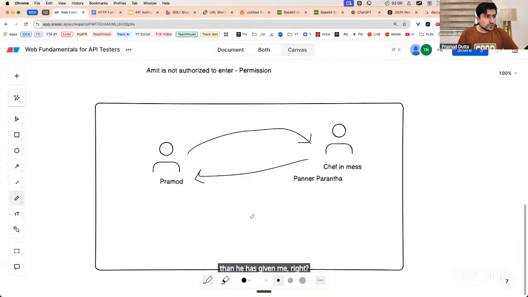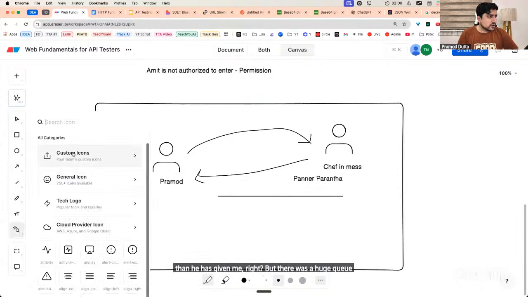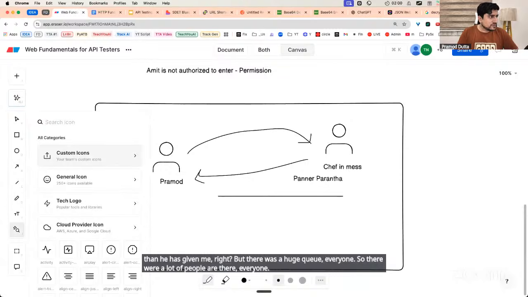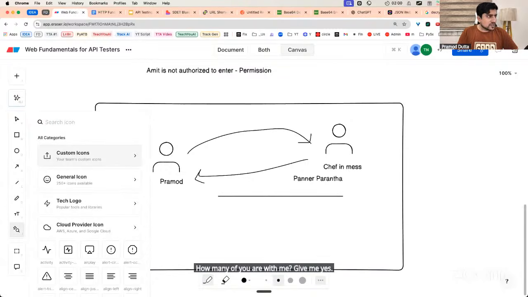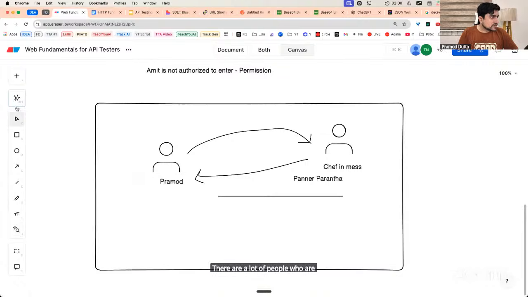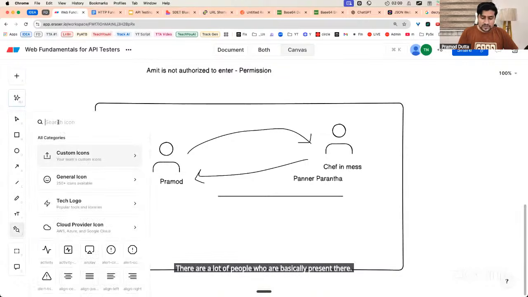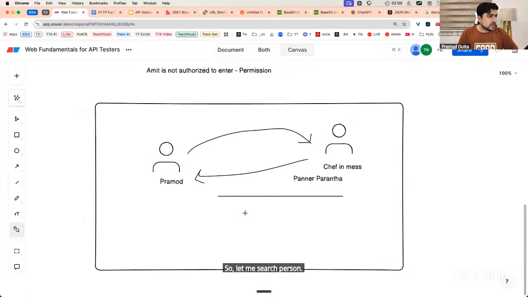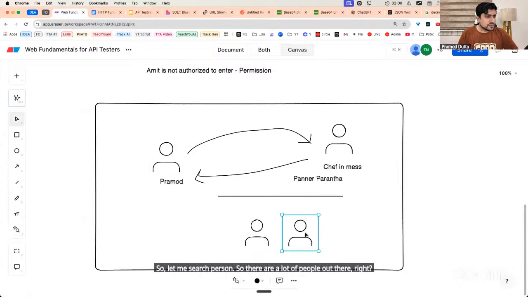But there was a huge queue, everyone. So there were a lot of people there, everyone. How many of you are with me? Give me yes in the chat. There were a lot of people there. ठीक है, वहां पे बहुत सारे लोग थे. There were a lot of people who were basically present there. So let me search person. So there are a lot of people there, right? This is people like this.